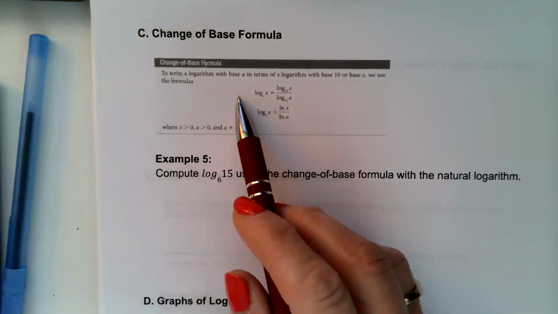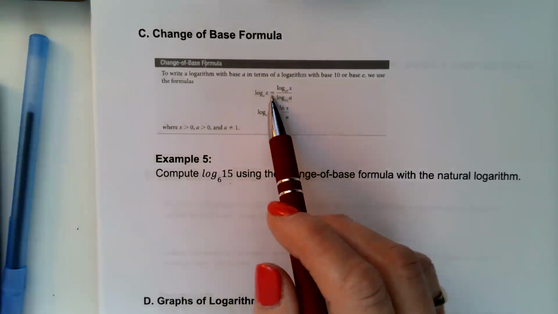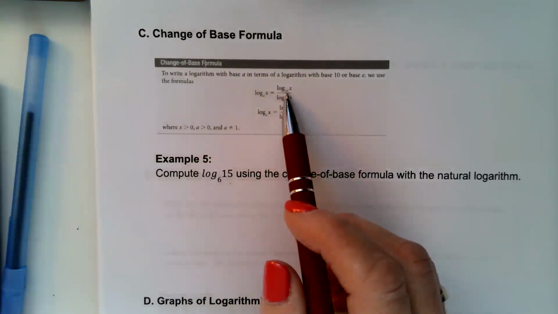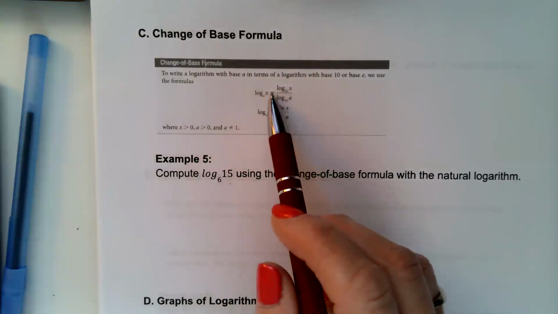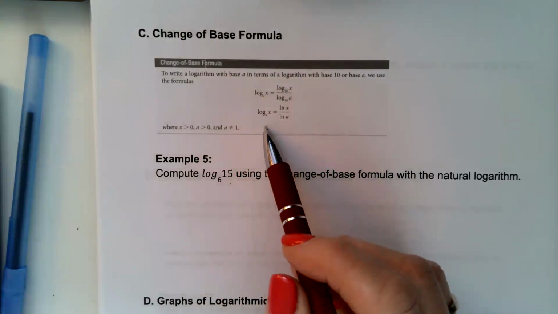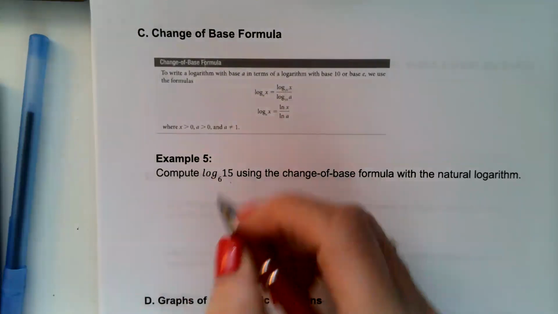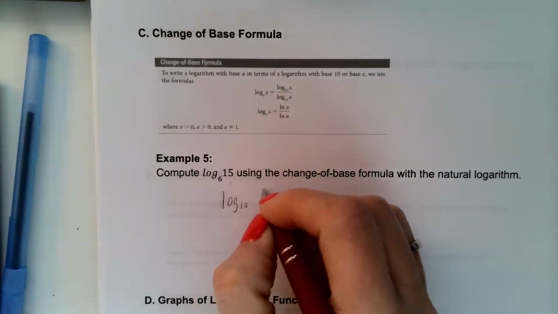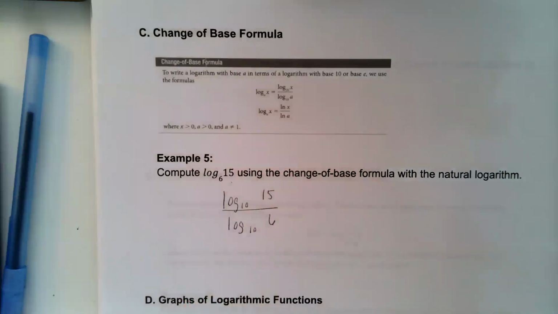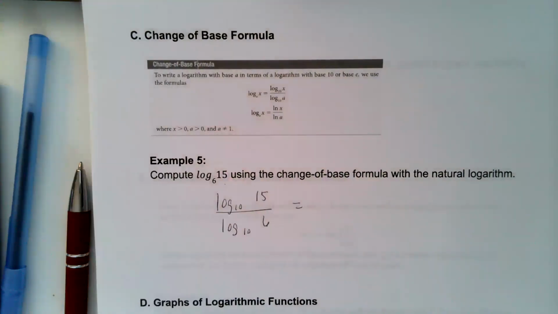So the change of base formula says when I have log base a of x, I can just put them both in log base 10. So it'll just be log base 10 of x divided by the log base 10 of a. Is how you would find that. So for instance, if I wanted to find the log base 6 of 15, I would just do log base 10 of 15 divided by log base 10 of 6. And I'm going to show you that they come up with the same answer in Desmos.